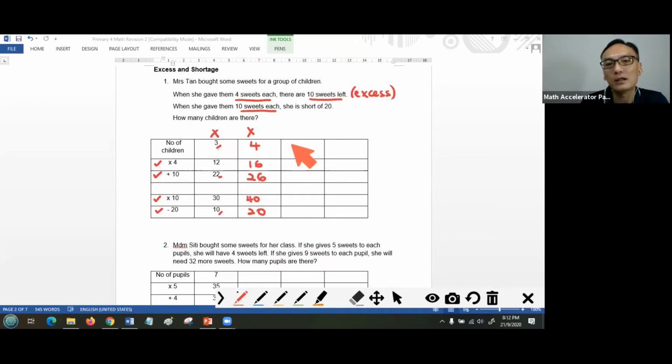Maybe you can try for me, assuming there are 5 children. Can you try and let me know whether this is the correct combination or not? If it's the correct combination, just type yes. If it's not, you can type no.